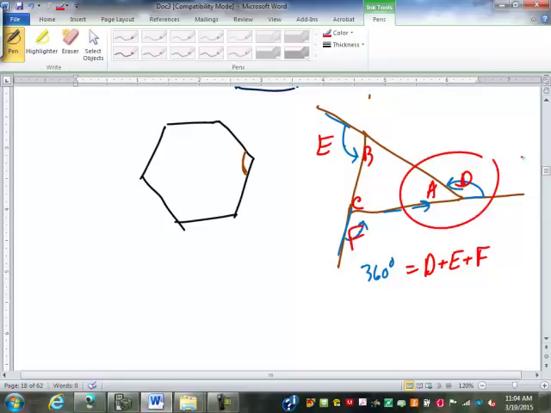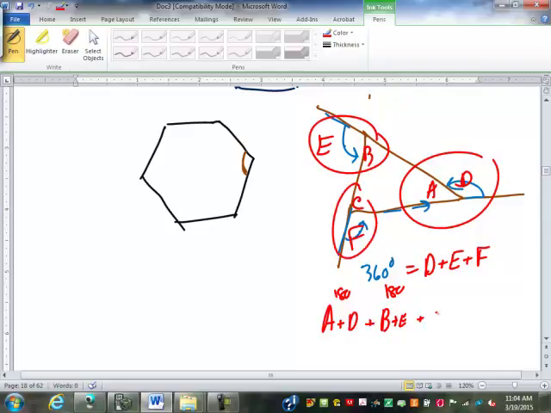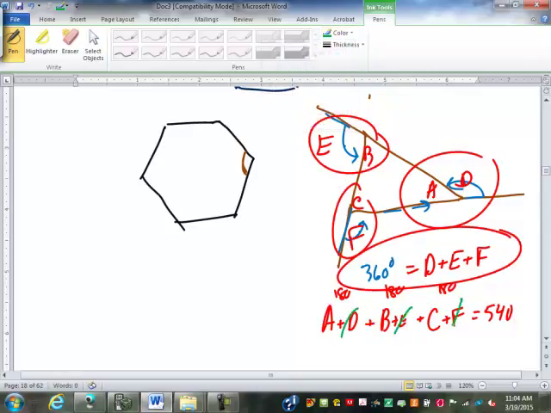But A and D have to add up to how much? 180. B and E have to add up to 180. And C and F have to add up to 180, which adds up to a total of 540, right? But if you take out D, E, and F, we take out 360 degrees, which leaves us with the 180. Basically, it's 180 degrees for each corner, then we subtract 360 for those outside angles. Make sense?